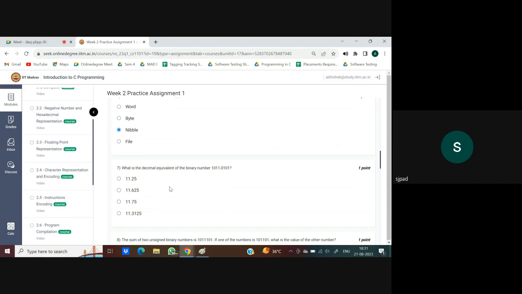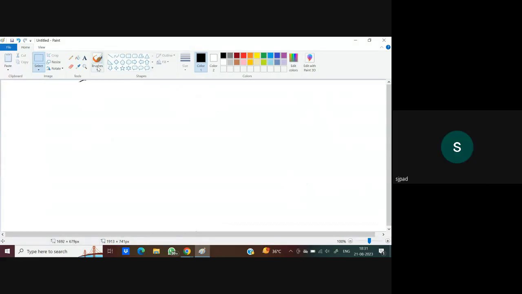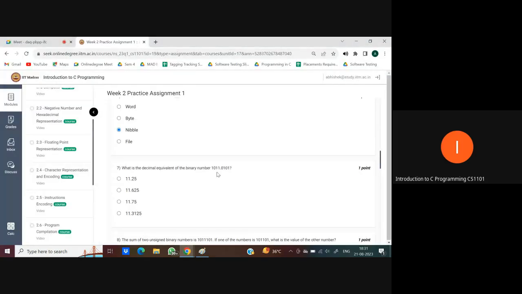All right, so what is the decimal equivalent of the binary number 1011.0101? We will have to find out the decimal equivalent of this. So does anyone remember how we do that? How do you convert binary back to decimal? We have already seen decimal to binary, but how do we do the vice versa? Yeah, from left to right, it's a multiplication. Exactly, we'll have to do multiplication this time. So 1011 and 0101.